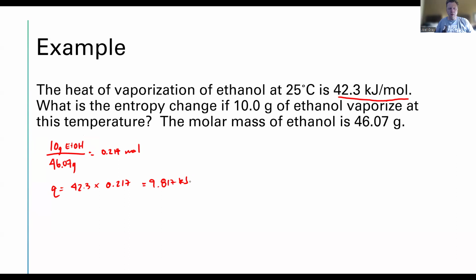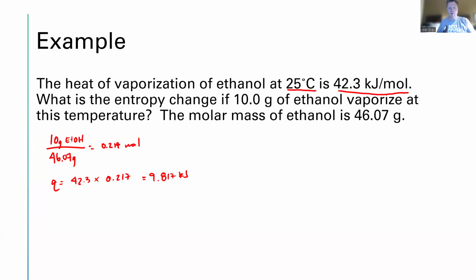So now what we need to do is convert our temperature from 25 degrees Celsius to Kelvin. 25 plus 273.15 equals 298.15 Kelvin.